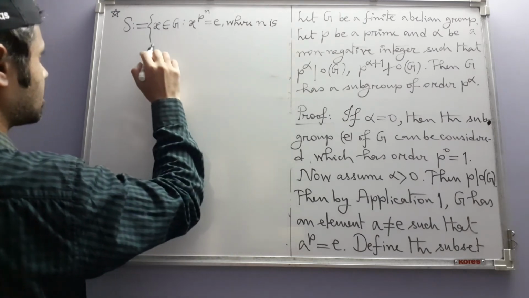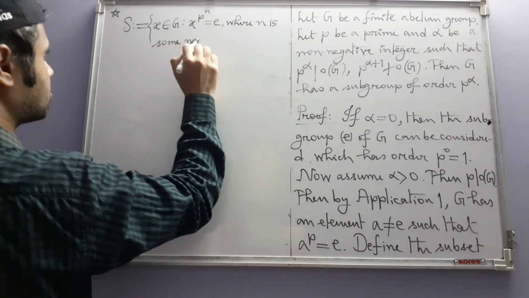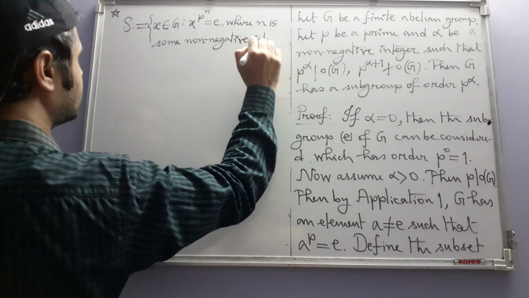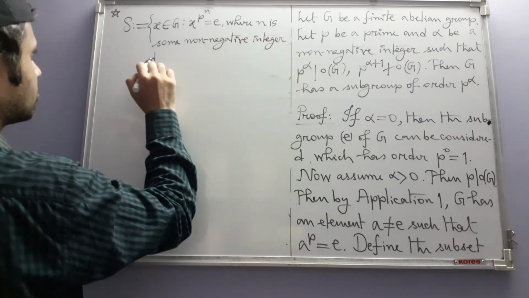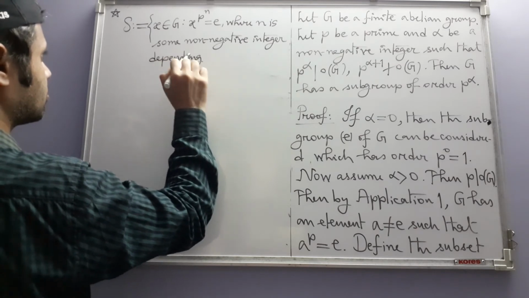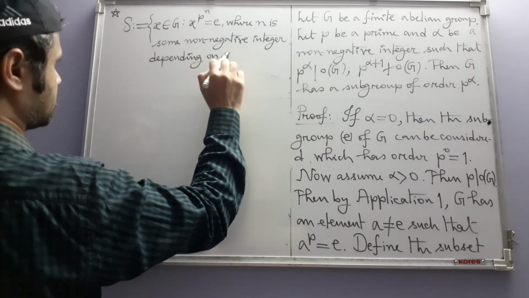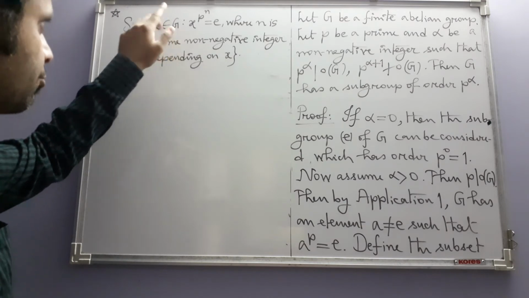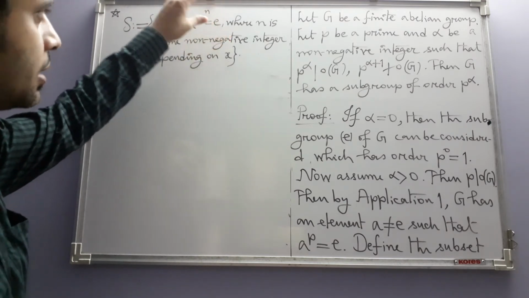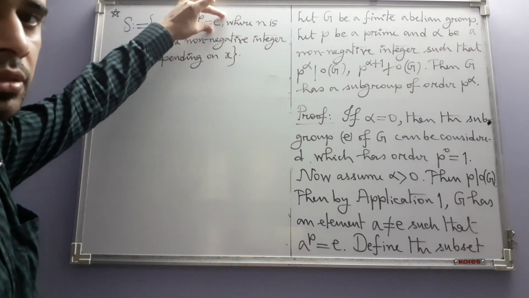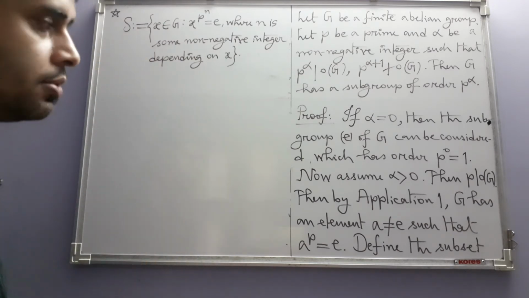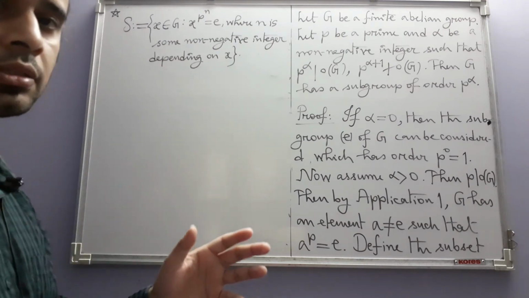n is some non-negative integer depending on x. That means if you have an element of G for which you find a non-negative integer n such that this power becomes equal to e, then such an element will belong to S, and S is in fact the set of such elements. Now our first thing we aim to do is we want to prove that S is a subgroup of G.